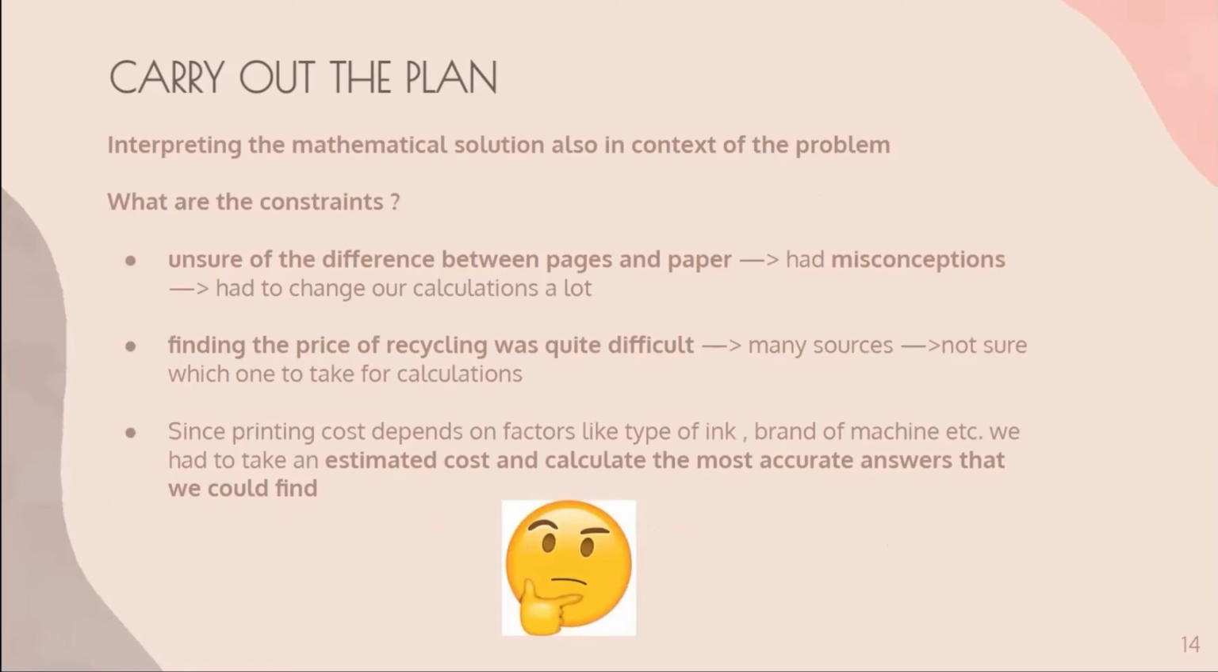However, there were a few constraints with this plan made. Initially, we completely forgot that each paper could be printed on both sides, so our calculations were very big and it caused us to be alarmed, making us change the calculations repeatedly.